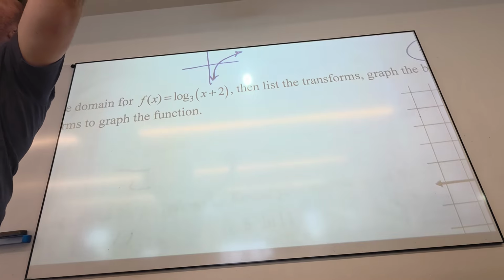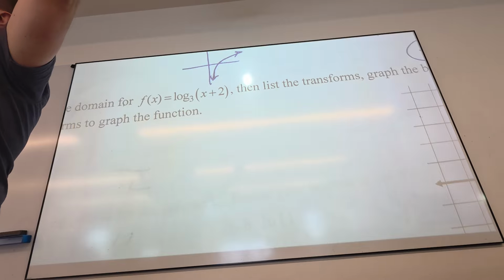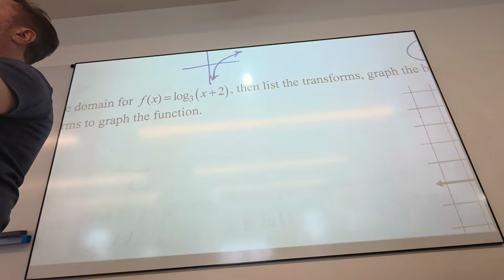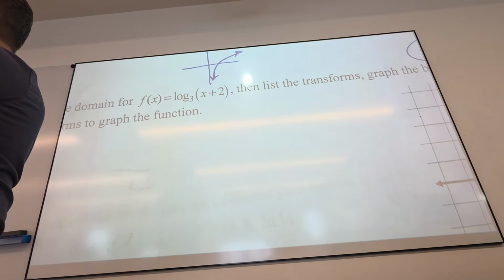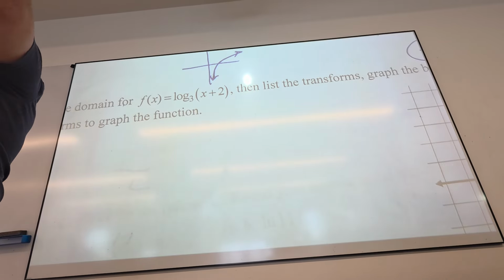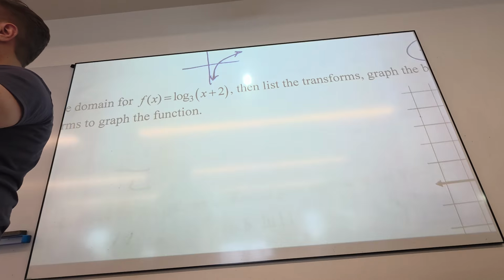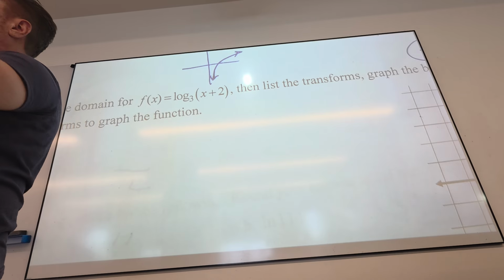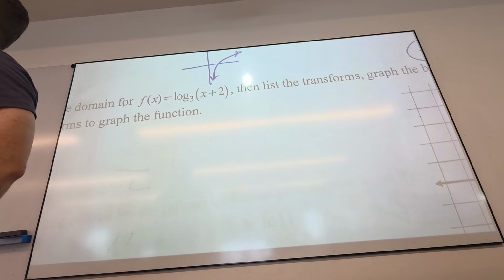So what kind of inputs am I allowed to use for an unshifted log? Positive. I can only plug in positive numbers, correct? 0 freaks it out. That's an asymptote. It can't go there. And negatives definitely freak it out. That's on the other side of this barrier. There's nothing over there.